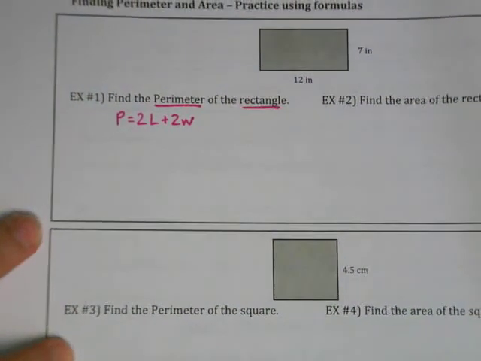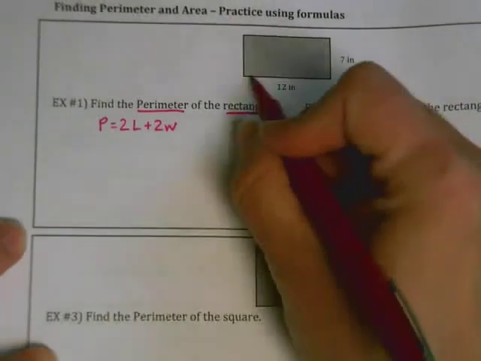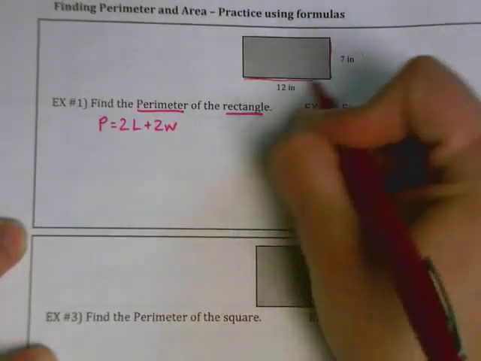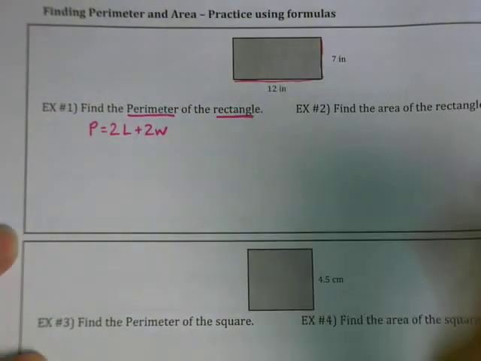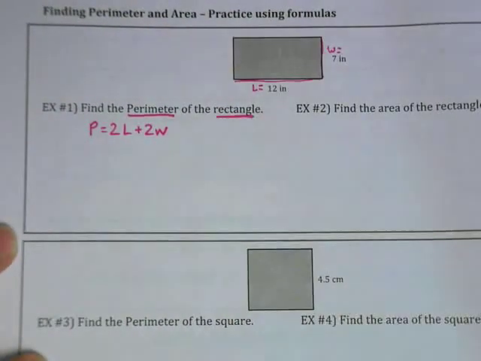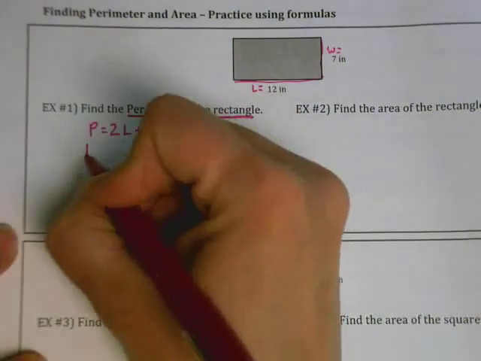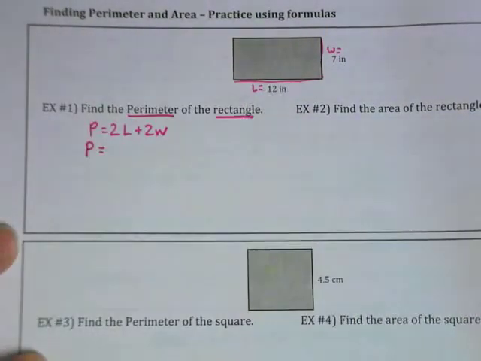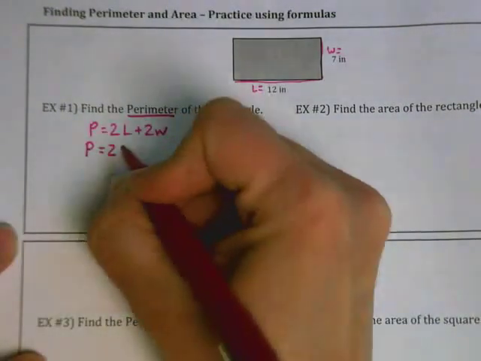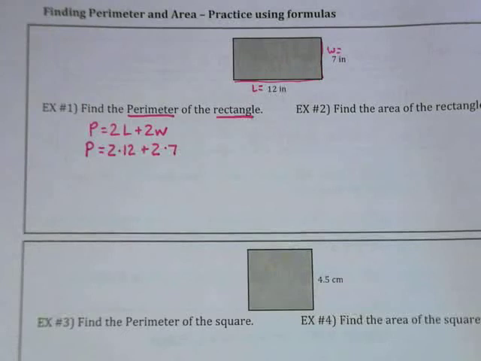Step number 2 is plug it in. Plug in what you know. What do we know? We know this side is 12 and this side is 7. Doesn't matter which one we really call the length and the width. Usually the length is the longer one, but it wouldn't matter. I'm going to call this side the L, this guy the W. Can I plug in what I know? Do I know the P? I don't know the P yet. That's what I'm trying to figure out. So I can't plug in anything for P, but I can say 2 times L is 2 times 12, and 2 times W is 2 times 7. Notice I didn't do any math there. I literally just plugged in.